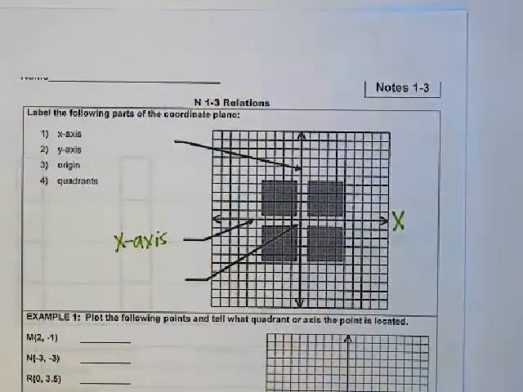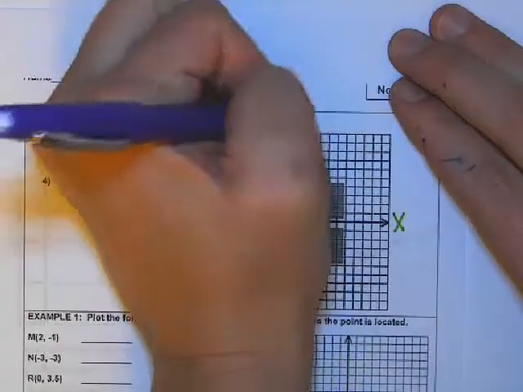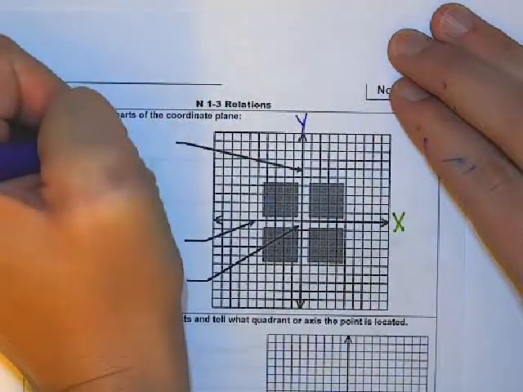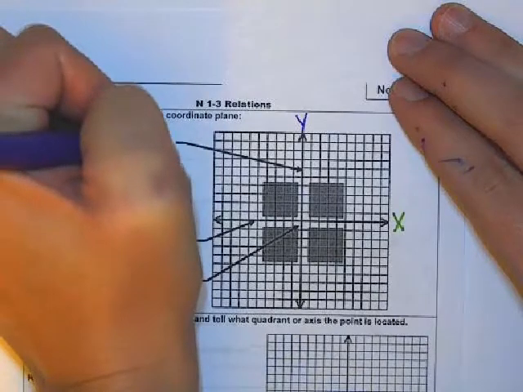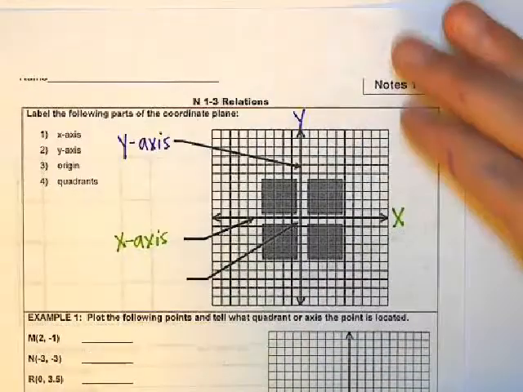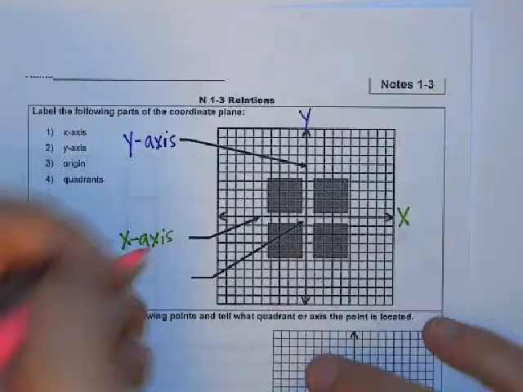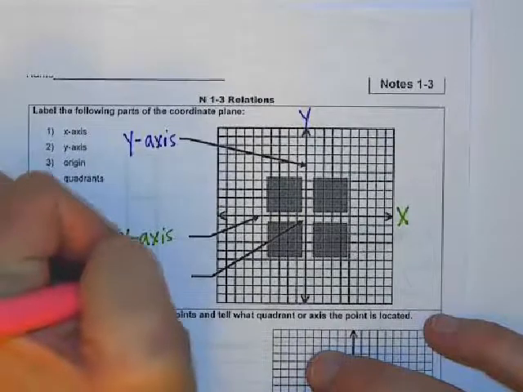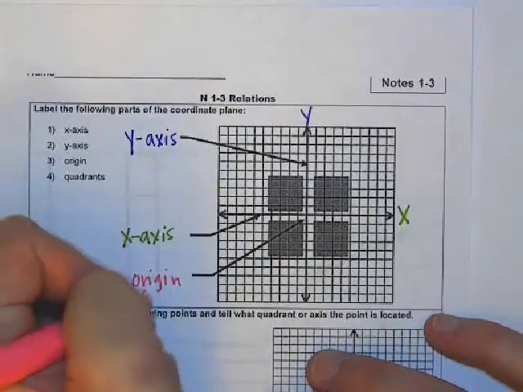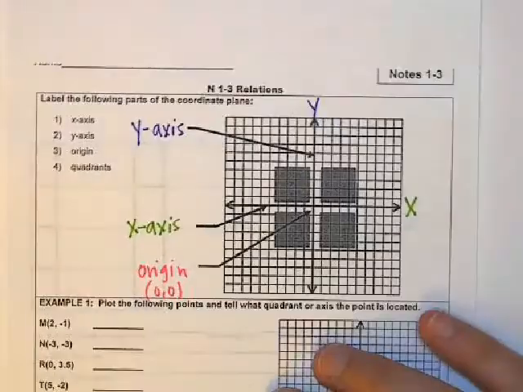Number 2 says my y-axis, up and down. So I'm going to label this y-axis. What's the origin? It's the middle. The middle, good. 0, 0. Good. Then I'm going to put 0, 0 under it so I can remember that that's the origin.